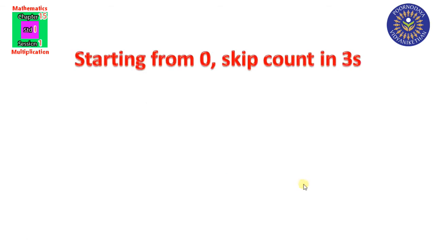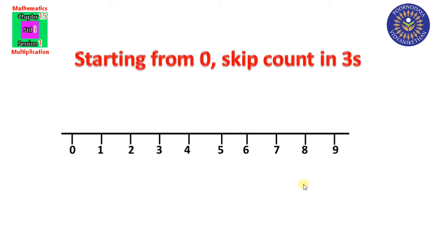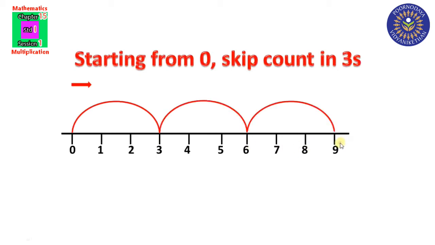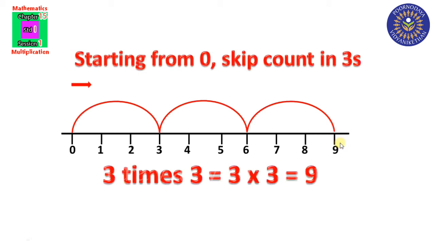One more example. Starting from 0, skip count in 3's. See here. First we have to draw the number line and then in the number line we have to start from 0. 0 to 3. 3 to 6. Skip 3 numbers. Again 1, 2, 3. Now we reached on 9. That means 3 times 3 which is equal to 3 into 3 is equal to 9. We reached on 9. Isn't it? The answer is 9. Clear?